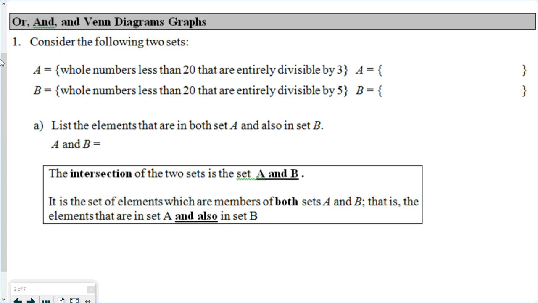So here again, when we use the fancy brackets or the braces, our set A is whole numbers less than 20 that are entirely divisible by 3. So that gives a whole answer.